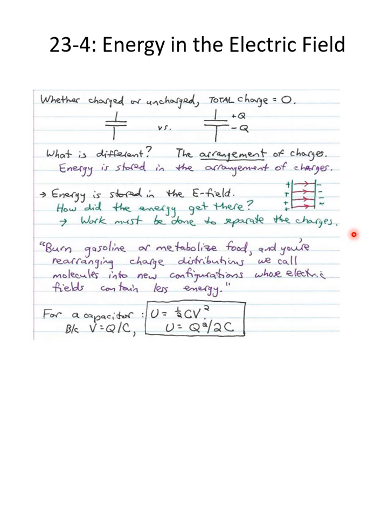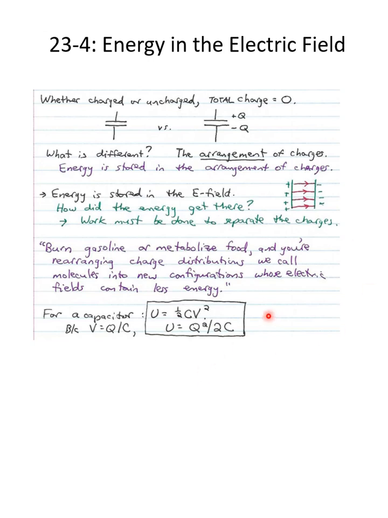There's a very nice quote in the book, and I'll read it to you, and it's there on the screen. It says, "Burn gasoline or metabolize food, and you're rearranging charge distributions we call molecules into new configurations whose electric fields contain less energy." So even though in this chapter I'm mainly talking about capacitors, this is actually at the molecular level how we get energy from food, energy from gasoline, chemical potential energy.